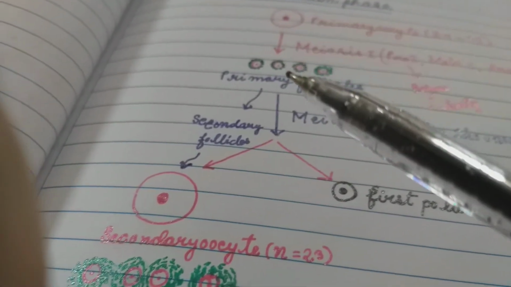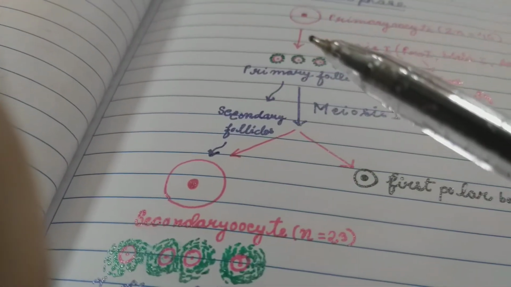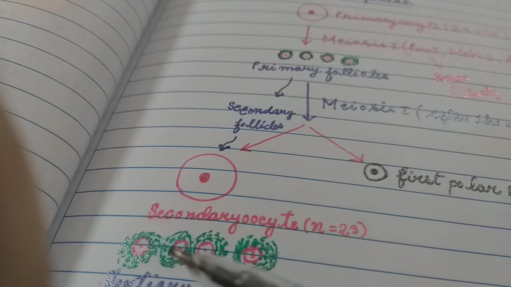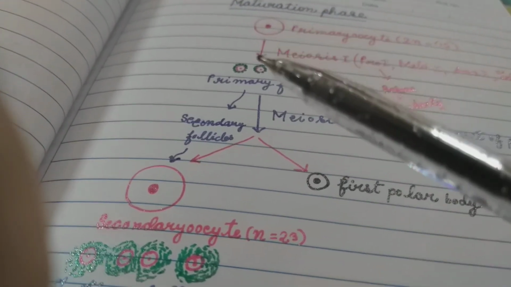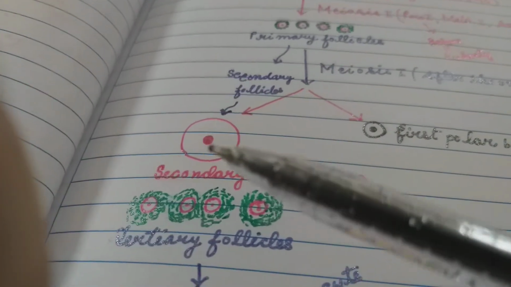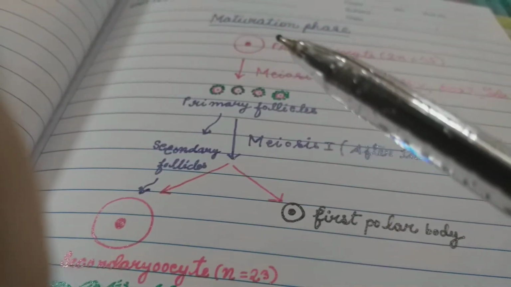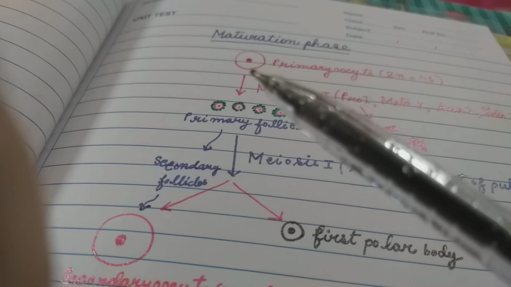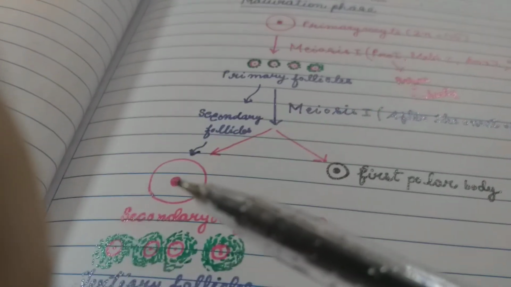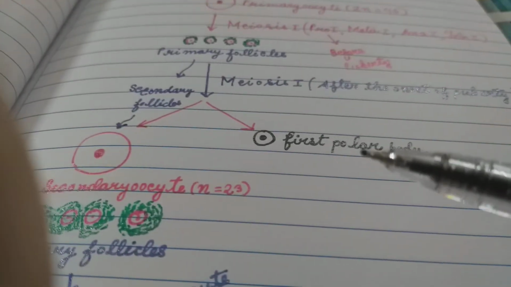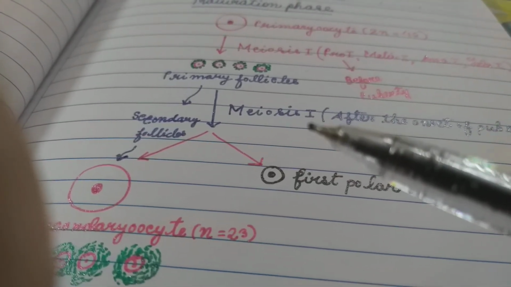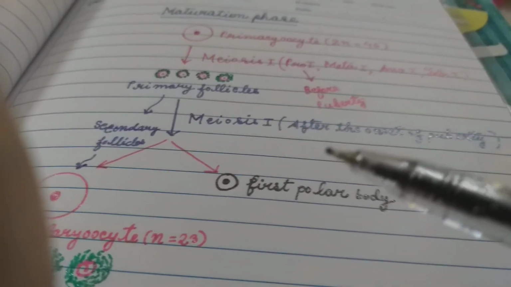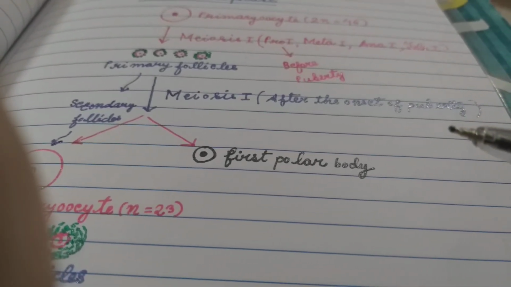So this is the follicular development which goes on hand in hand. Meiosis 1 is occurring at the same time follicular development is also occurring. So this is primary oocyte. It is divided into secondary oocyte and first polar body because of meiosis 1. First meiosis after the onset of puberty.